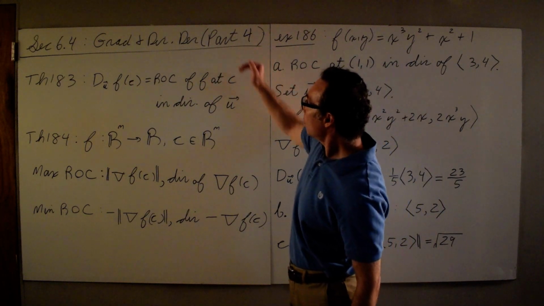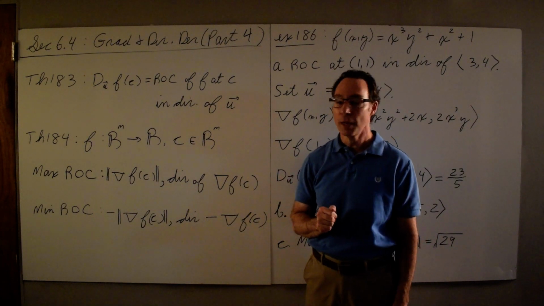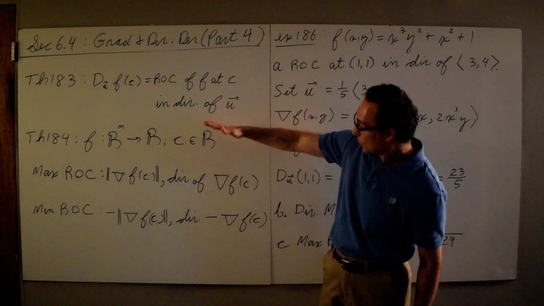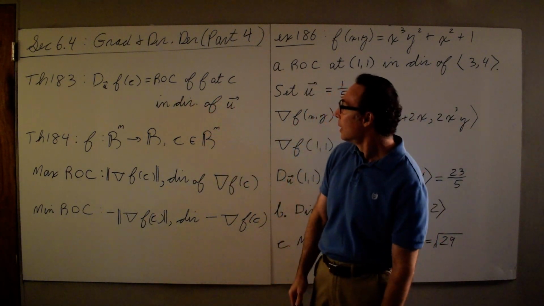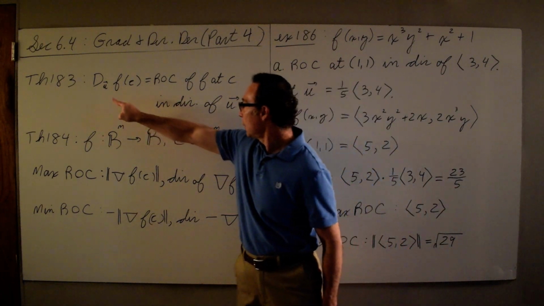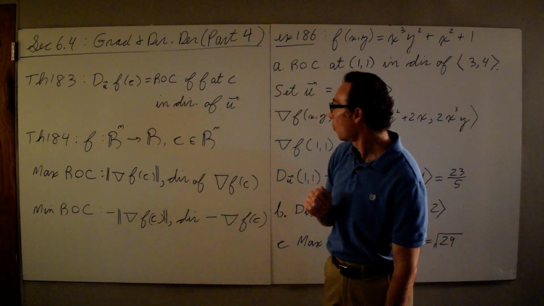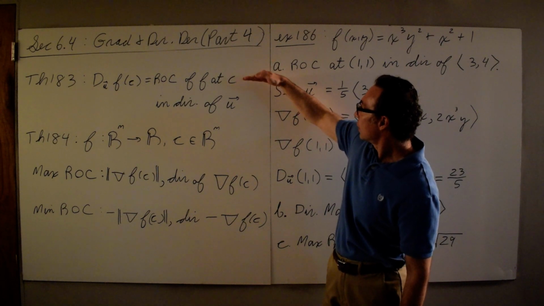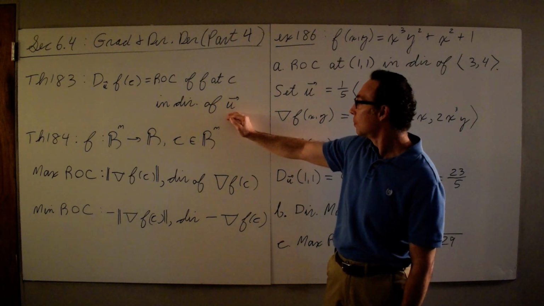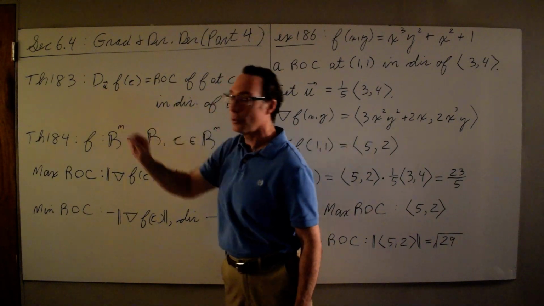This is the fourth video on section 6.4, gradients and directional derivatives. Here we're going to look at two theorems and a corollary. We have theorem 183: if you have a unit vector u and a function from Rn into R, and we consider the point C, the rate of change of f at C in the direction of the unit vector u is the directional derivative of f at C in the direction of u.